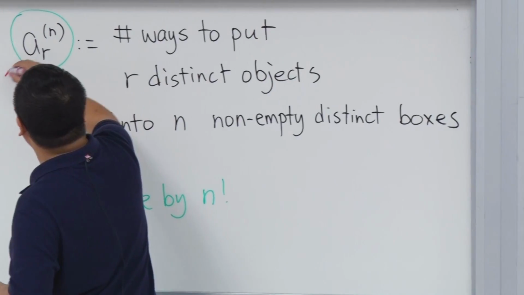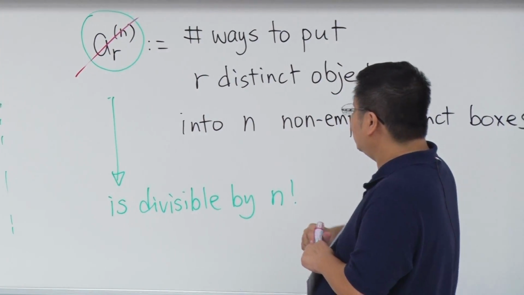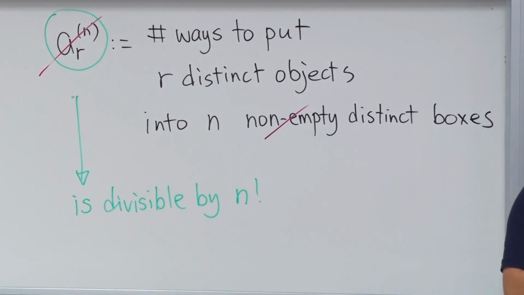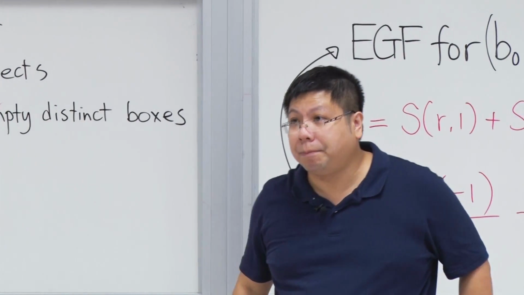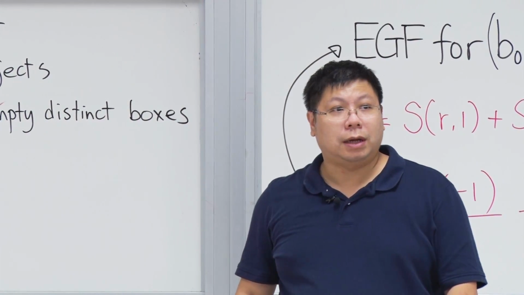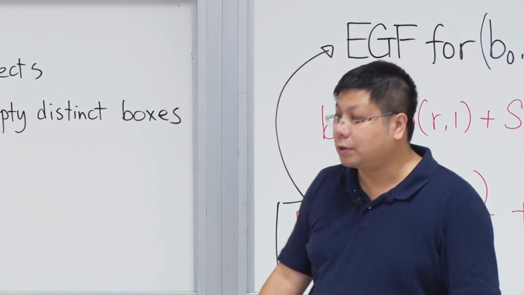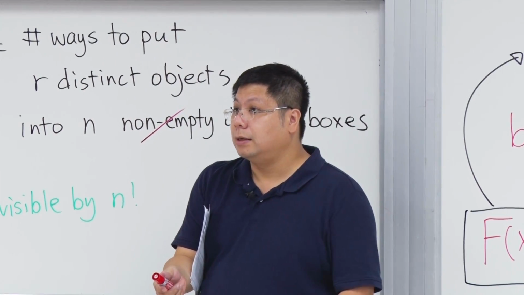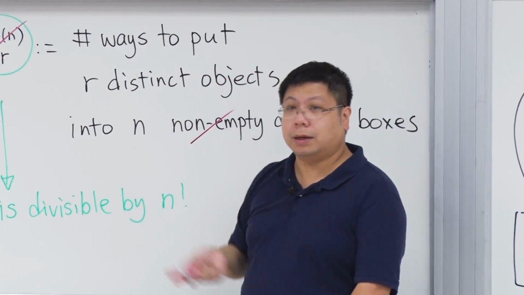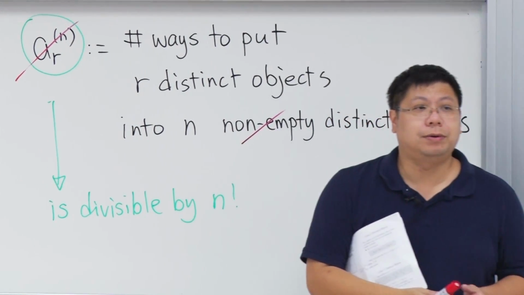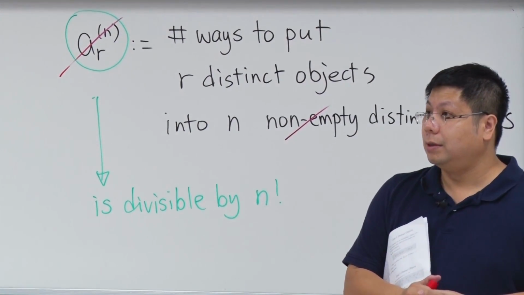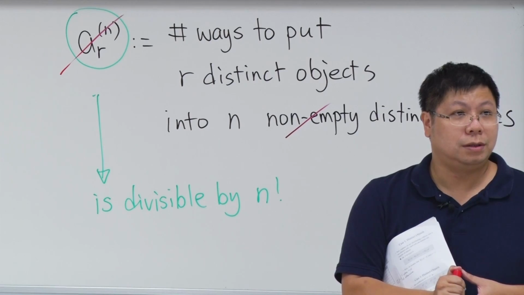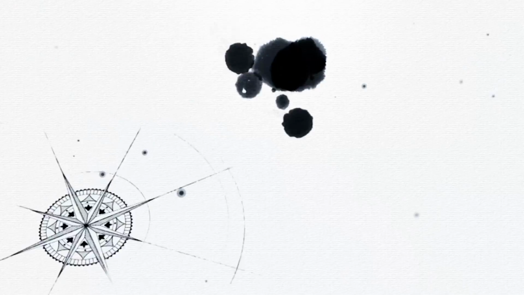This time, let's not consider AR. We consider something different. Let's remove the condition that the box has to be non-empty. We just assume that there are going to be n boxes to use. So we can still count the number of ways, right? We have n distinct boxes and R items to put inside. Is that okay? So we get a new number of ways. My question is, is it still divisible by n factorial in general? No. Let's try an example, okay?